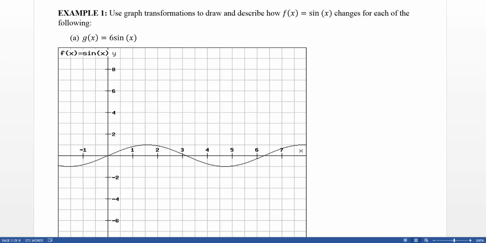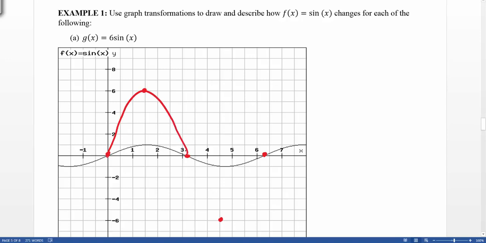So instead of going up as high as 1, we're going to go all the way up to 6. And instead of going down to negative 1, we're going to go all the way down to negative 6. But we're still going to go through the zeros in the same place. So that's going to give us a little bit of a map here on what our function is going to look like. So here we're going to start off increasing just like we were before. We're going to turn around at 6.